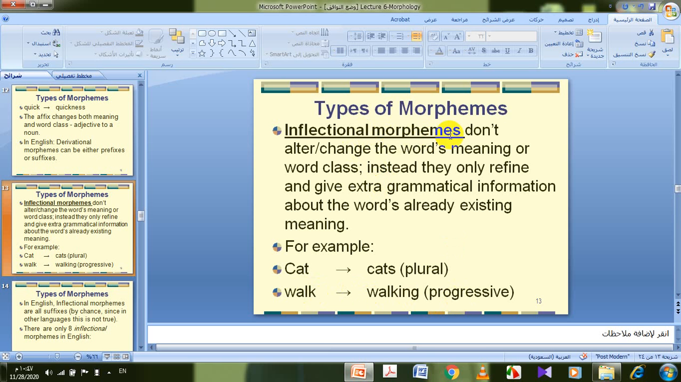So inflectional morphemes do not change the word's meaning or the word class. This is totally different from derivational morphemes. Derivational morphemes change the word meaning and change the word class. However, inflectional morphemes don't change or alter the word's meaning or the word class. Instead, they just give extra grammatical information about the word's already existing meaning. Like cat, cats, plural, walk, is walking, for example, progressive. Good.